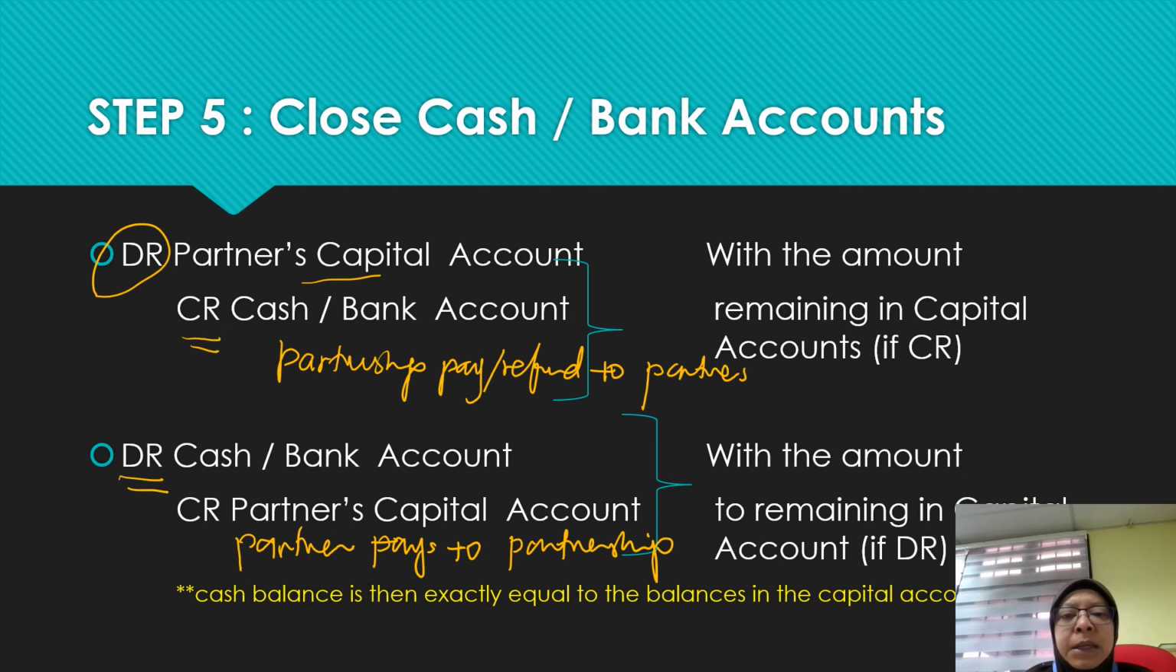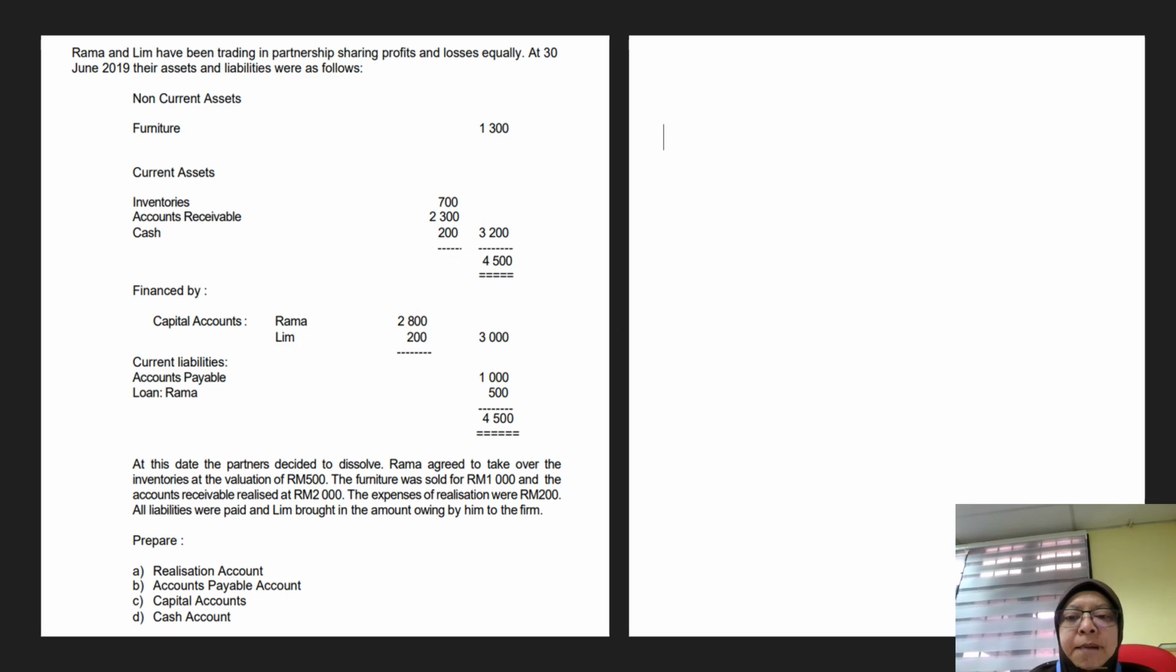Okay, and in this last step, after we close the cash or bank account, we should know whether we did the accounting entries correctly or not by looking at the debit total and credit total in the cash account. It should be exactly equal. Okay, so your cash bank will be exactly equal. Then it shows that your accounting entries are correct.